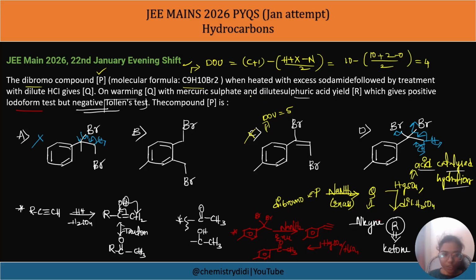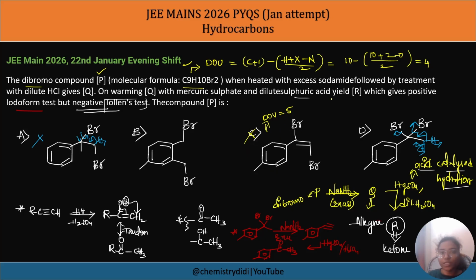So the thing is that here they have given this molecular formula. You have found the degree of unsaturation by this particular formula, and you have got to know that it is 4. And 4 means, except this one, all the others have a degree of unsaturation of 4. So you have eliminated this option.